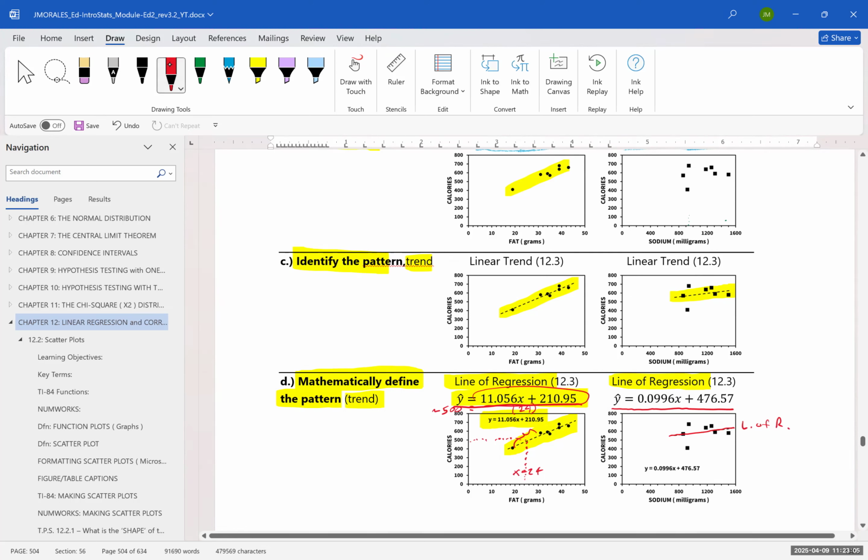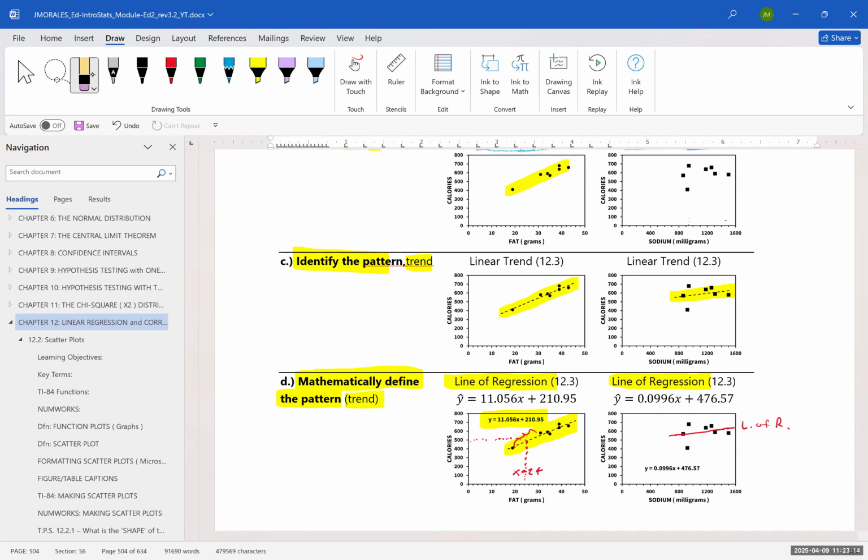Now, something you should observe now that we've mathematically defined these two lines of regression is look at the first number here in front of the variable x. And what do you notice about them? The thing that we notice here is that this number, which is called the slope of the line, this slope is pretty close to zero. Whereas this slope is clearly not equal to zero.